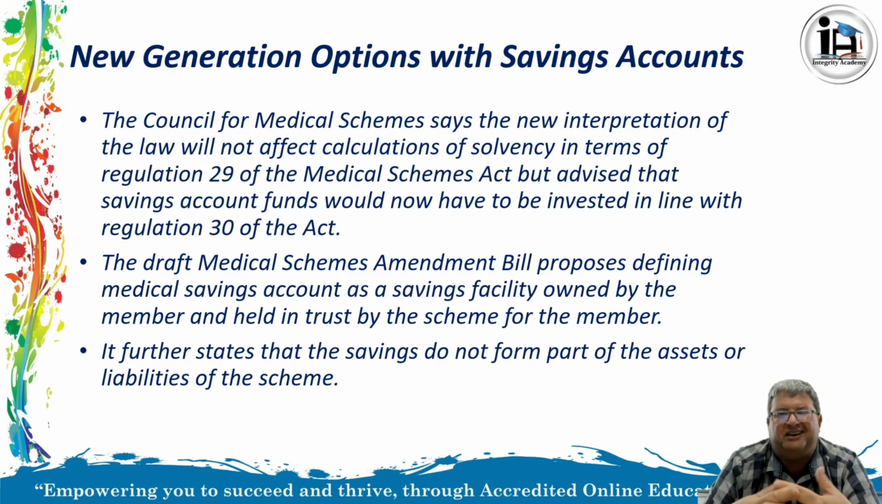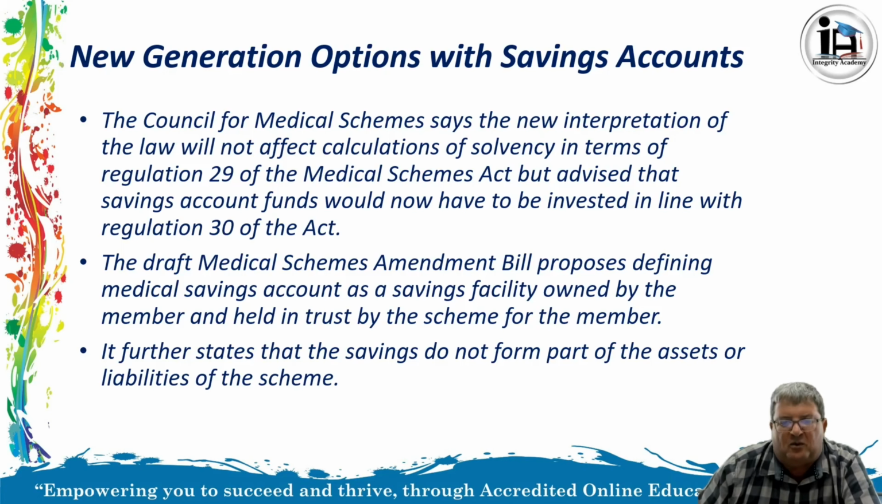If the member resigns from the scheme and is not moving over to another scheme, maybe they are immigrating, then they must pay that money out in cash to the member in their bank account. And that money belongs not to the scheme, but to the member. But it is administered by the scheme on behalf of the member. It further states that the savings do not form part of the assets or liabilities of the scheme.